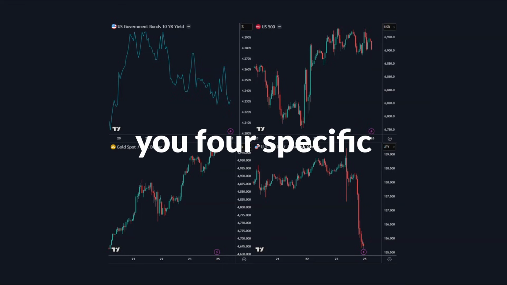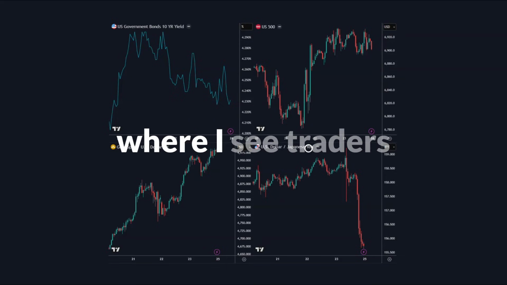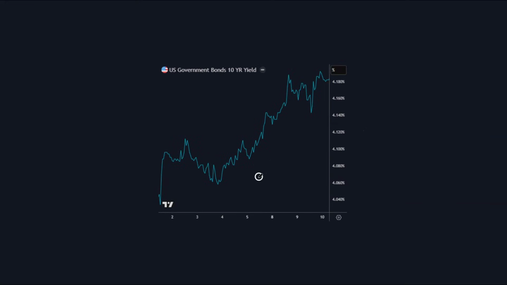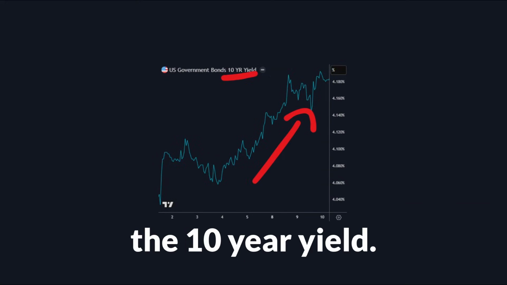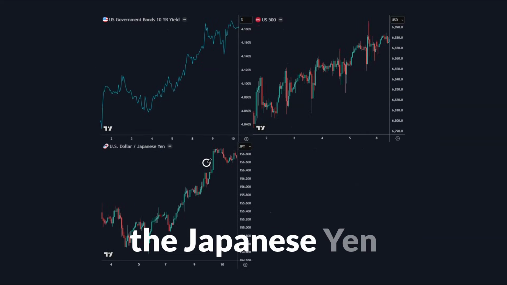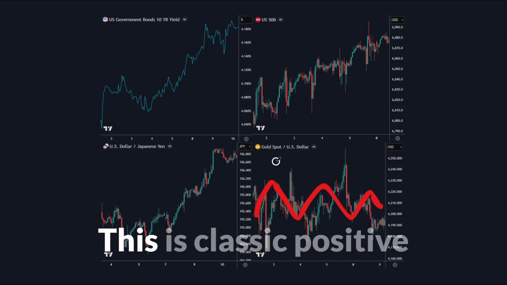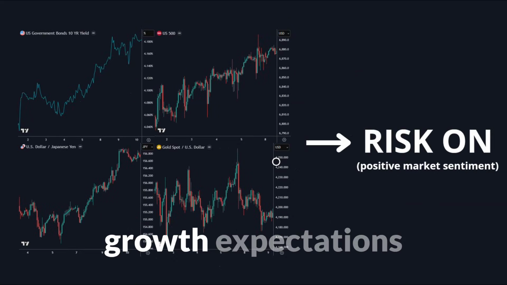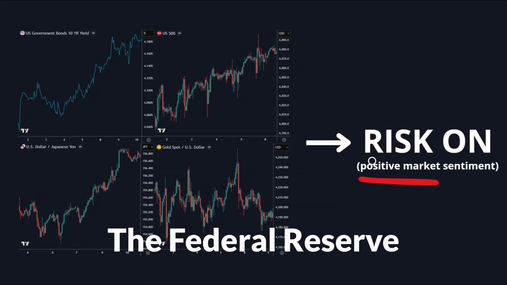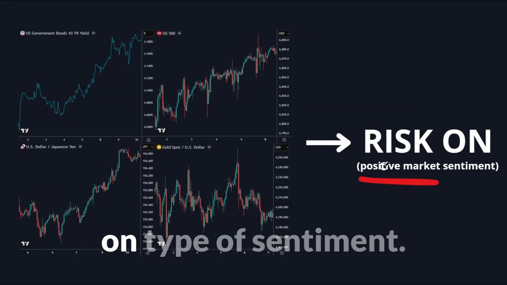So I'm going to show you 4 specific risk environments. 2 of them, you probably know. And the other 2 is where I see traders getting confused a lot of the time. Let's say, for example, yields are rising. Okay, we're looking at the 10-year yield. At the same time, equities are also rising, the S&P 500. The dollar against the Japanese yen is also rising, and gold is pretty much flat, doing nothing. This is classic positive growth expectations type of risk on. Growth is fine, inflation is manageable, the Federal Reserve isn't a threat, they're not trying to stop growth too much.